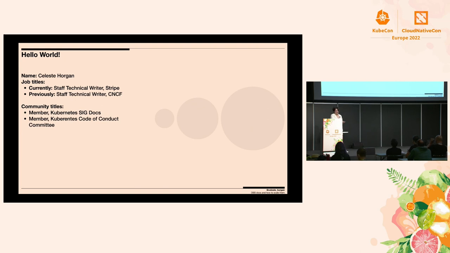My current job title is Staff Technical Writer at Stripe. That is a very new job title for me. I only left my last job a few months ago. Prior to that, for 2 years, I was the Staff Technical Writer at the Cloud Native Computing Foundation, where the portfolio of work that I did was supporting all 140-plus CNCF projects with their documentation to the extent that a team of three can possibly do that.